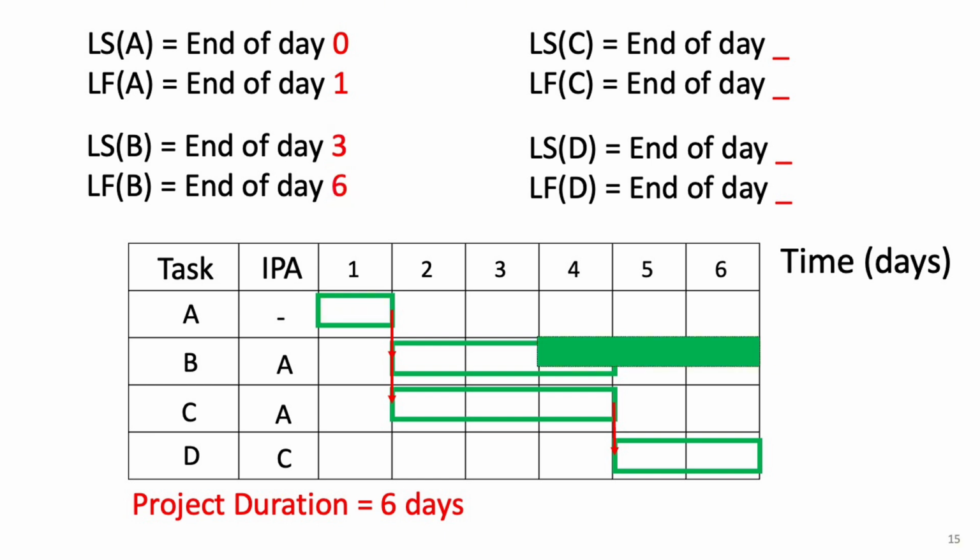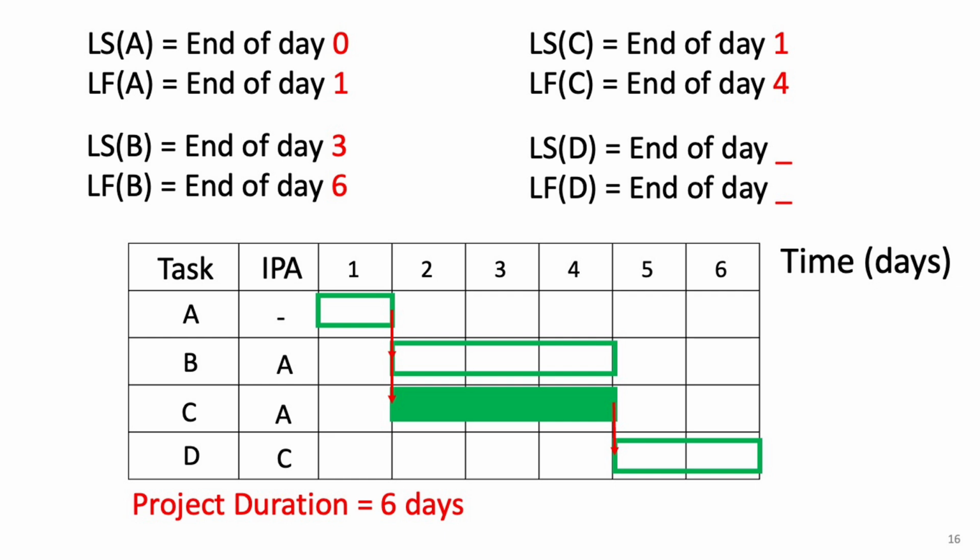Now, let's look at activity B. It doesn't have any successors. What's the maximum delay you can apply to B? To find it, we can move B's finish to the project's finish, which in this case is day 6. This gives us the late start and late finish for activity B, respectively at the end of day 3 and day 6. What about activity C?